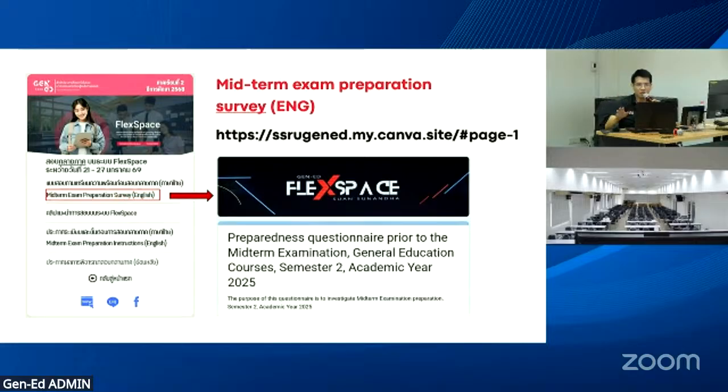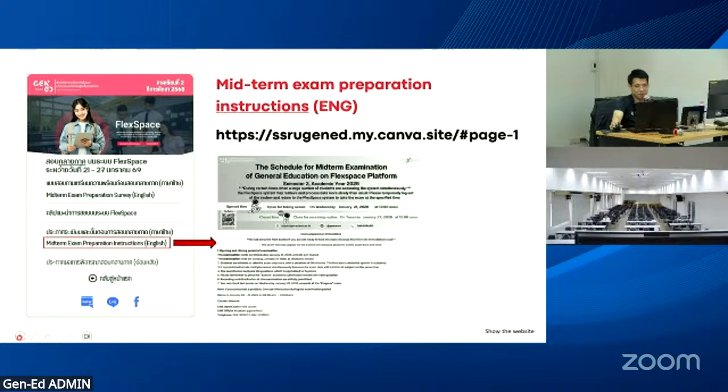Now, for example, the midterm exam preparation survey, it should also be on that page that I recommended. And hopefully everyone completed the preparation survey before the midterm exam. Now it gives you another set of information you need to understand. Now we want to make sure that everyone understands how to attend the test on the FlexSpace platform, so you don't miss the exam and don't miss any single point. Now also the midterm exam preparation instruction are also available on that page too.